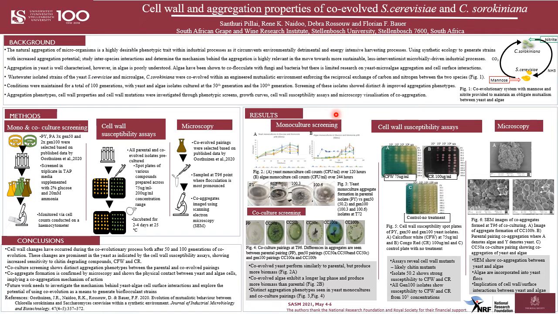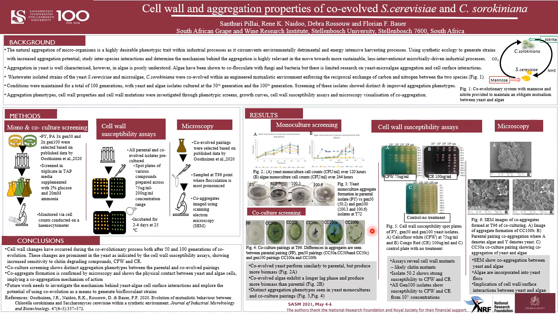Moving on to the results, monoculture yeast screens revealed that the parental yeast had the lowest cell numbers when compared to the co-evolved yeast. Co-evolved yeast also formed aggregates in monoculture, while the parental yeast did not. From the algae screens, we see huge differences in growth patterns as the algae grown with co-evolved yeast exhibit a very long lag phase when compared to the parental. It's also important to note that the algae did not form aggregates in monoculture.